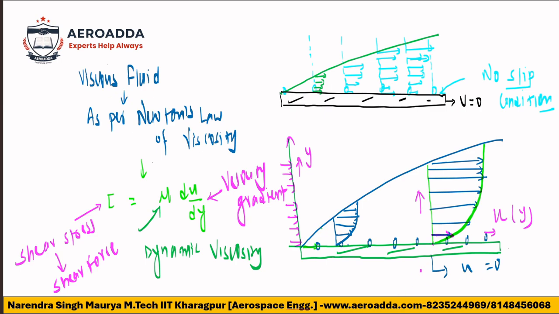But once an object, meaning the plate, is placed in the fluid, whatever flow passes over the surface of the plate will not be at free stream velocity. Why? Because of the viscous effect. There is a hindrance, there is a disturbance, and that is nothing but because of the viscosity only.